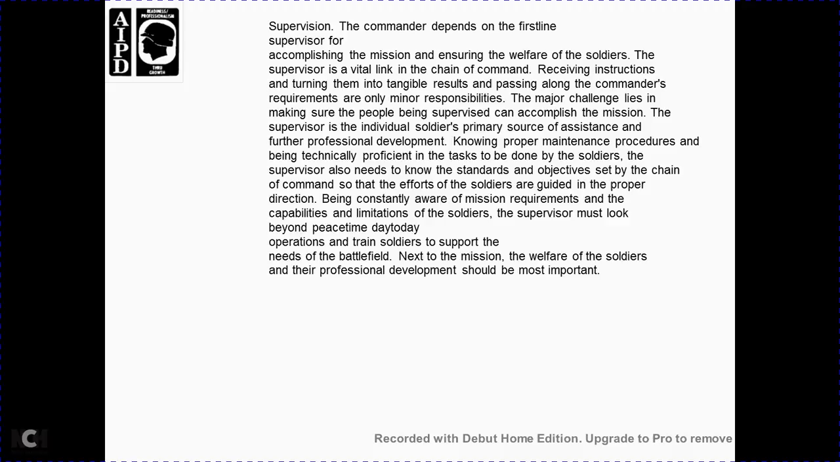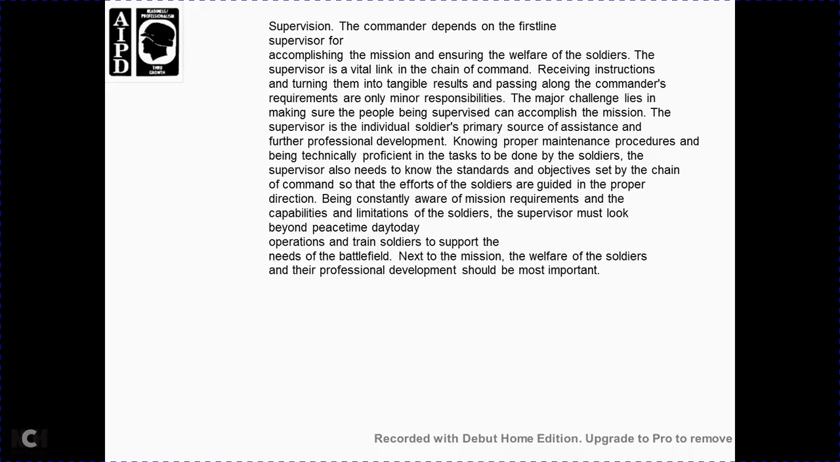Supervision. The commander depends on the first-line supervisor for accomplishing the mission and ensuring the welfare of the soldiers. The supervisor is the link with the chain of command, receiving the instructions, turning them into results, and passing along the commander's requirements, with only minor responsibility of his own. The major challenge lies in making sure the people the supervisor leads can accomplish the mission. The supervisor is the individual soldier's primary source of instruction and further professional development, knowing the proper maintenance procedures and being particularly proficient in the task to be done by the soldier.